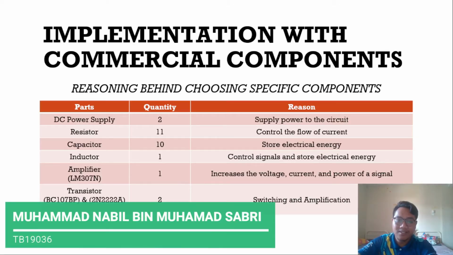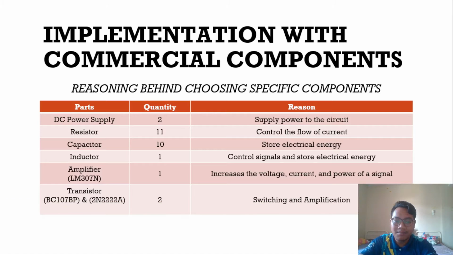Implementation with commercial components. The DC power supply powers the electric circuit. The resistor controls the flow of current. The capacitor stores electrical energy. The inductor controls the signal and stores electrical energy. The amplifier increases the voltage, current, and power of the signal. The transistor is for switching and amplification.